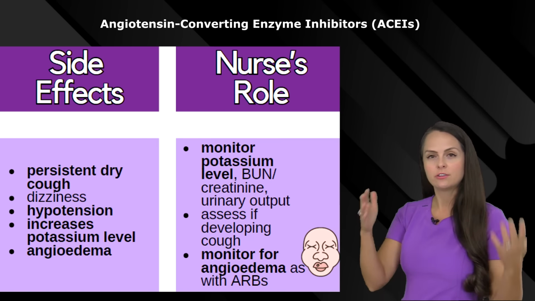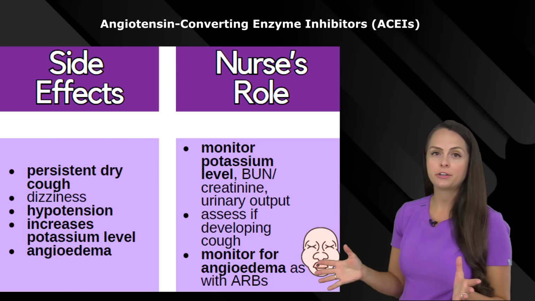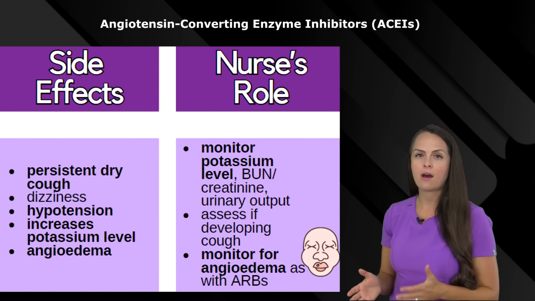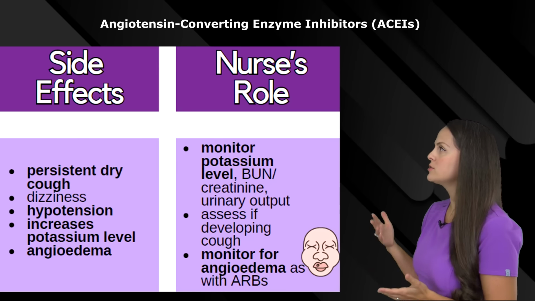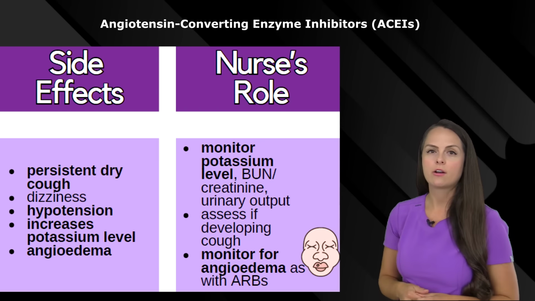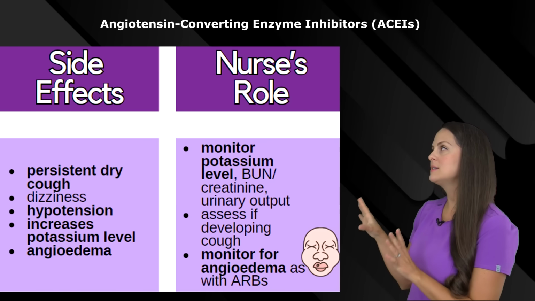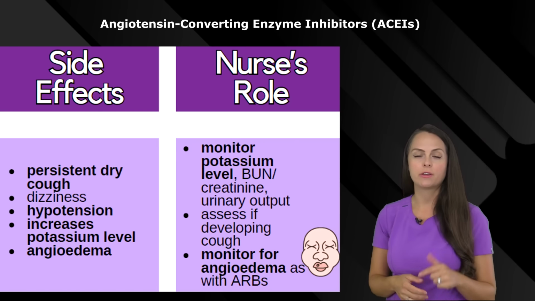Plus, you want to look at the labs like the BUN and creatinine, making sure we're not having renal failure going on, looking at their urinary output, making sure it's within normal limits, and then assessing how your patient's tolerating the medication and that they're not developing that persistent dry cough, and just checking to make sure that they don't have angioedema, which can develop just like with ARBs.